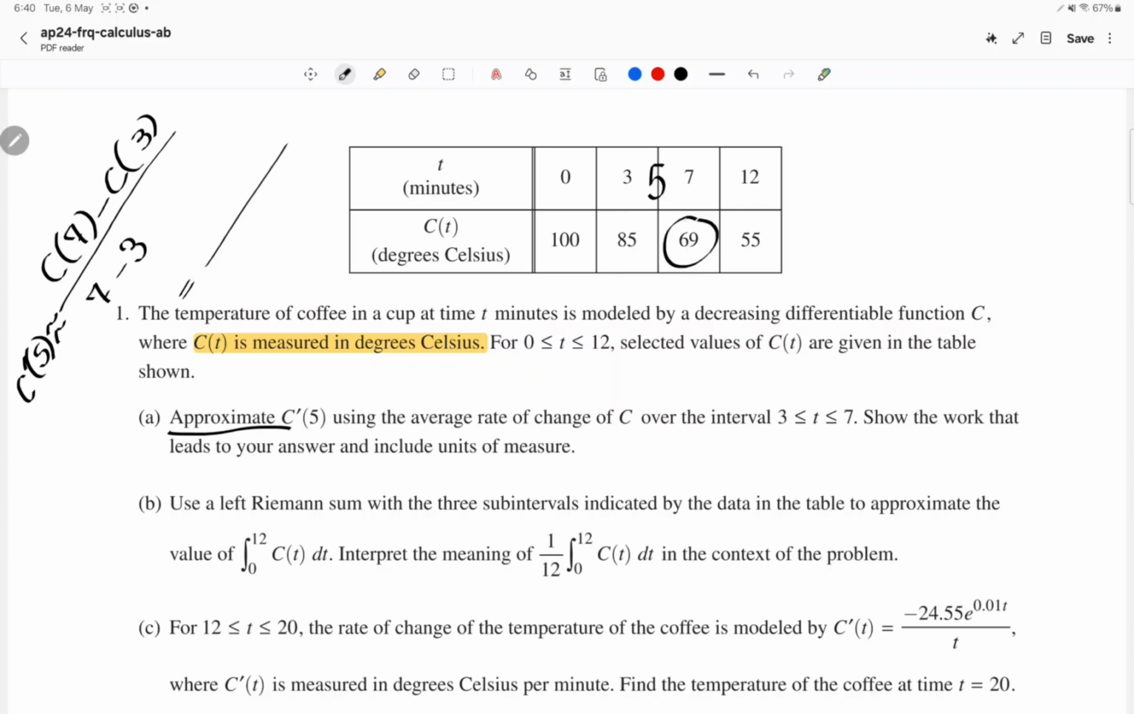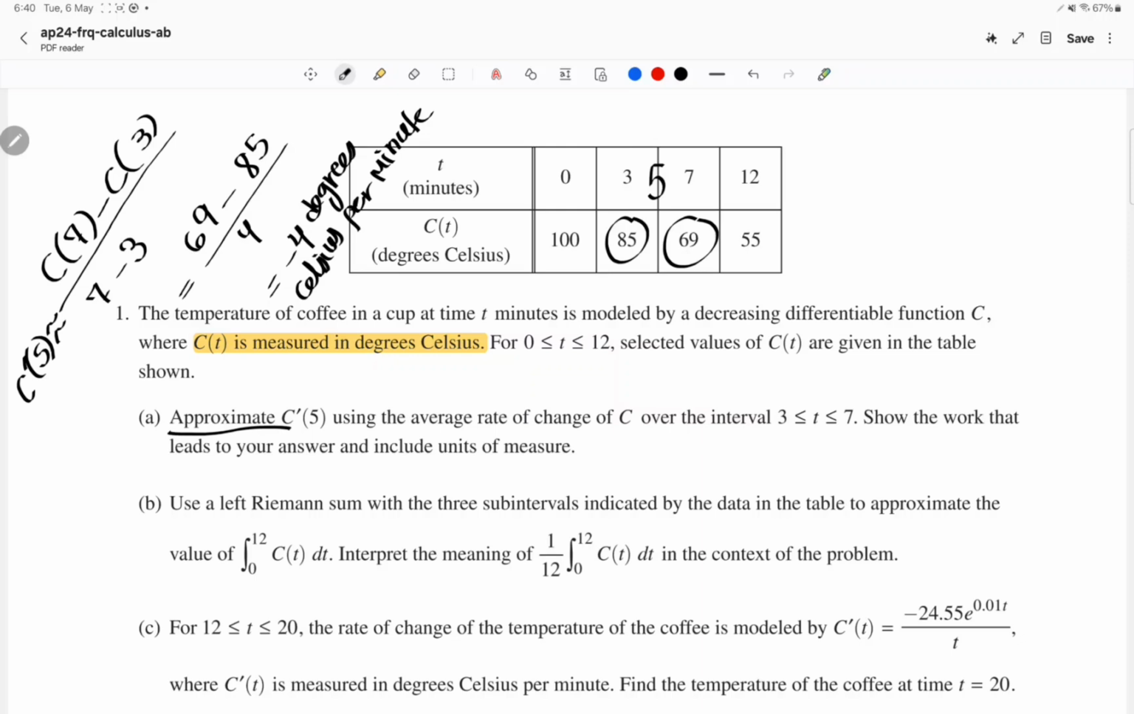And instead of C of 7, we'll put 69. And instead of the C of 3, we'll put 85 over 4. Now, of course, the first two questions are allowed a calculator. That means you must pull up the calculator and check what is going on. So I got myself right now -4 degrees Celsius per minute because you simply divided it by minute.